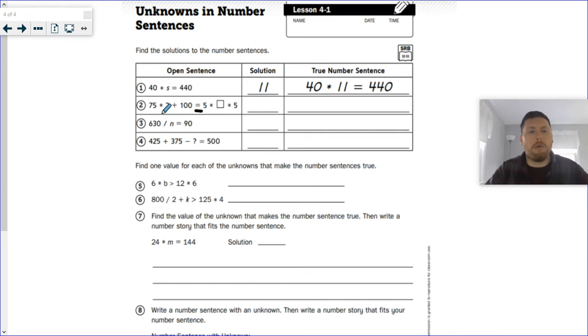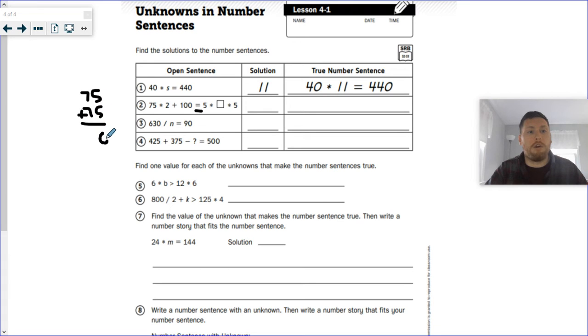All right, so this side I have everything, so I'm going to add up these two, and then I'm going to multiply. All right, so actually I'm going to multiply first and then add. Okay, PEMDAS. All right, so 75 times 2. Oh my gosh, I don't know what that is. Well, I could do 75 plus 75.